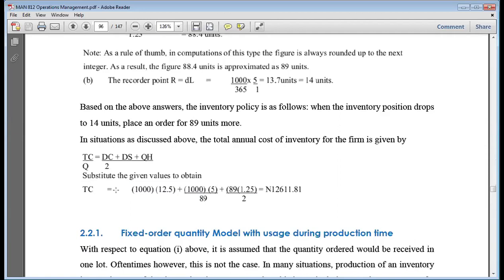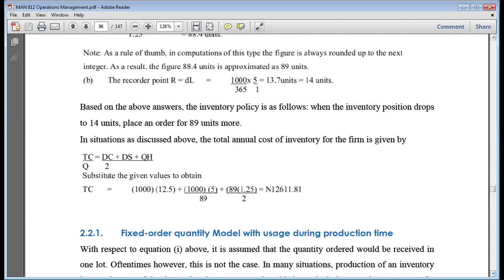When you say total cost equals the demand, which is 1,000, times the cost, which is this, plus this, the same demand, 1,000 times the ordering cost, plus the quantity, this is clear. That quantity that you order more, times the holding cost. Because you want to know the total cost, what it will cost you. Then when you solve it, you arrive at this.